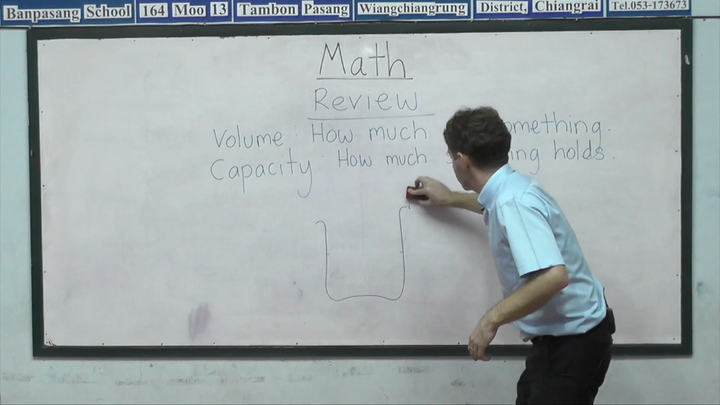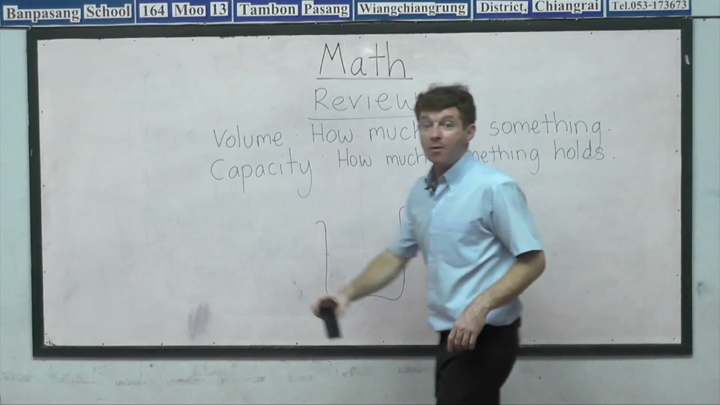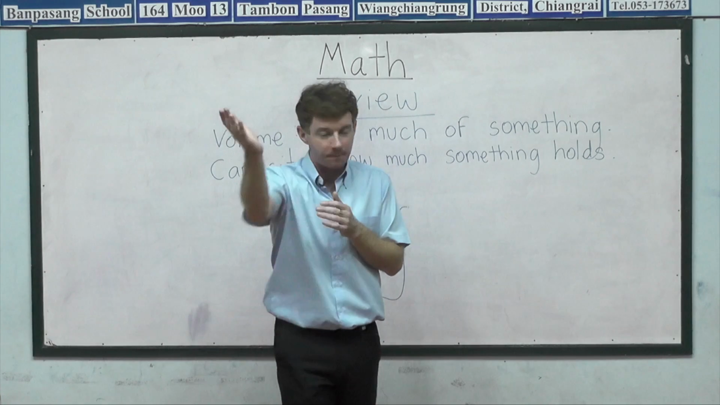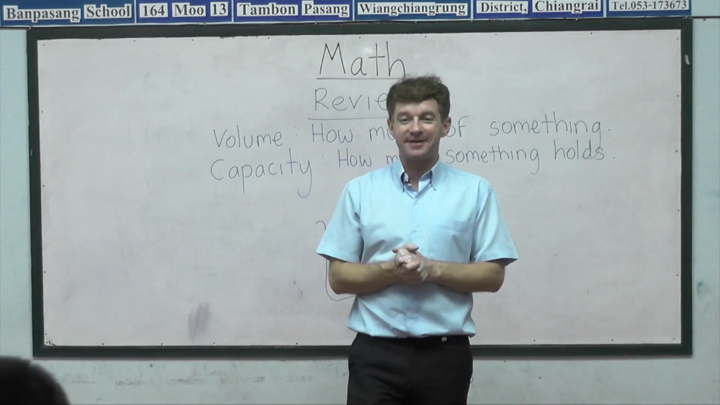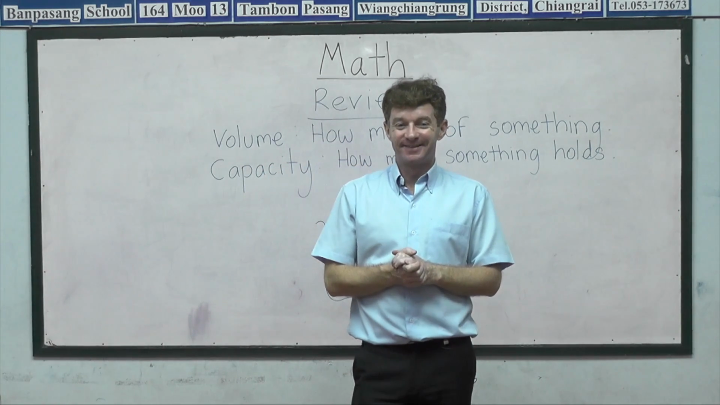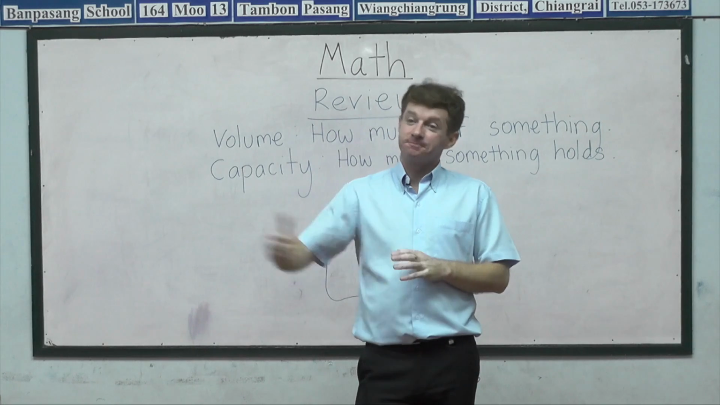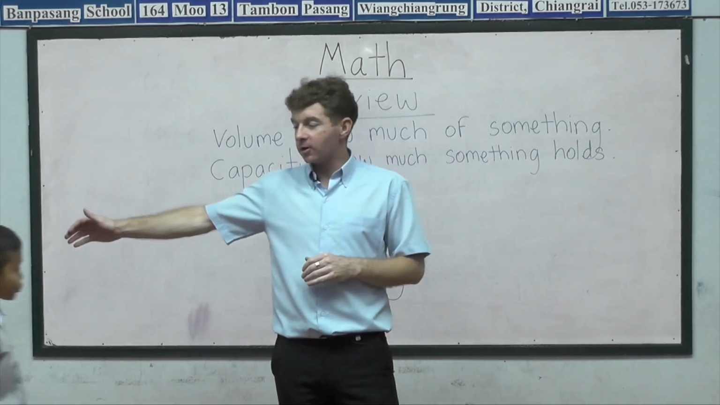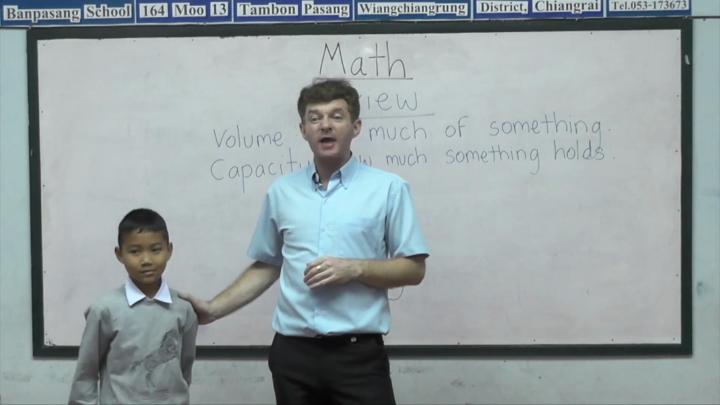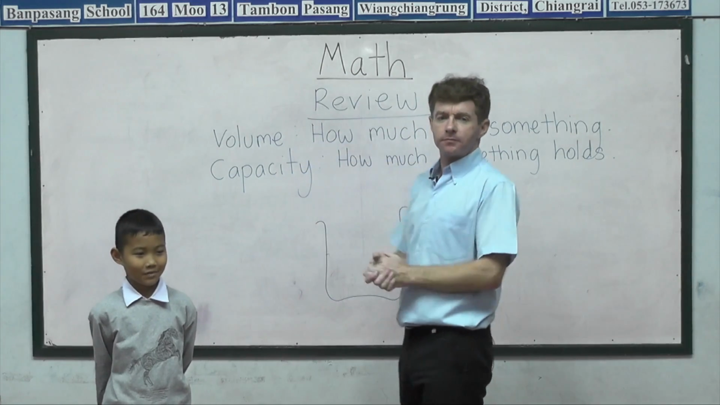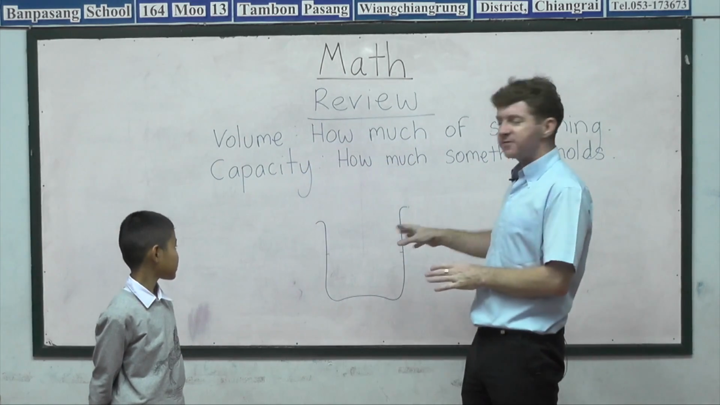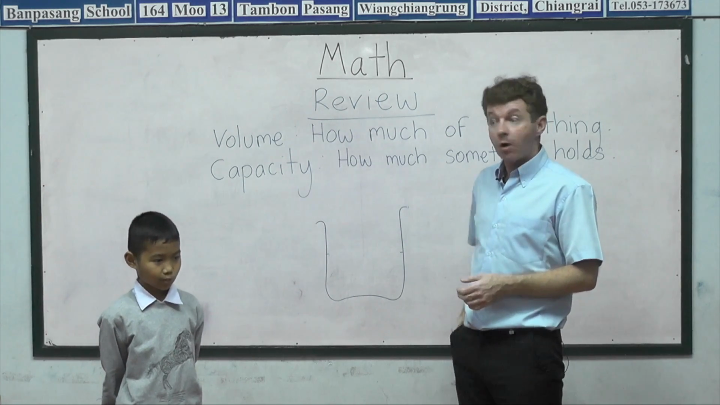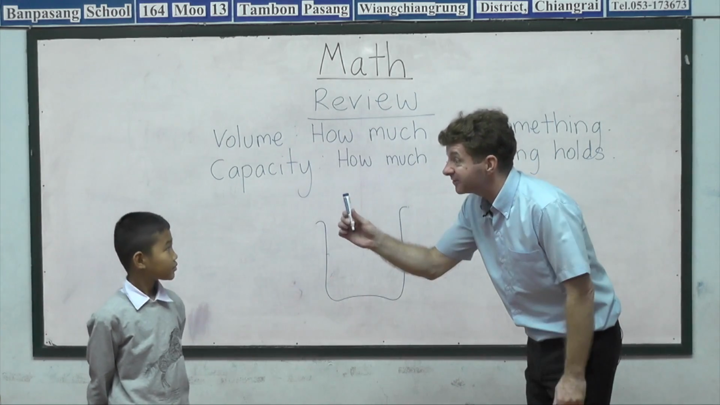So we have our container, and now I would like a volunteer. Who would like to help me out? Bang Pon, you come and join me. Okay. So we have our volunteer. Now, first of all, guys, we need a capacity. What capacity will our container be now? 2 litres.